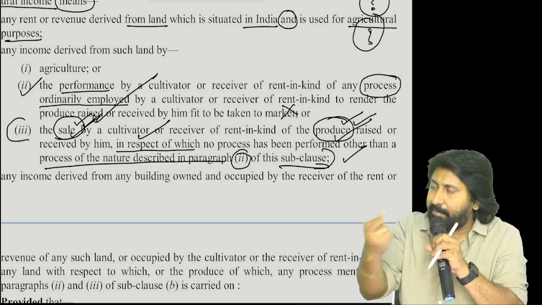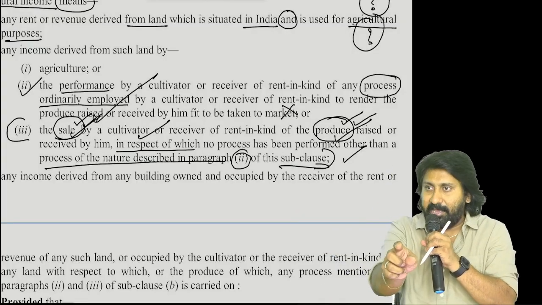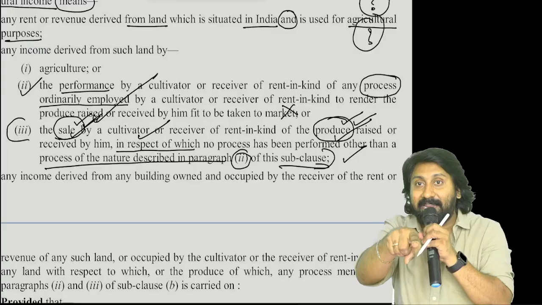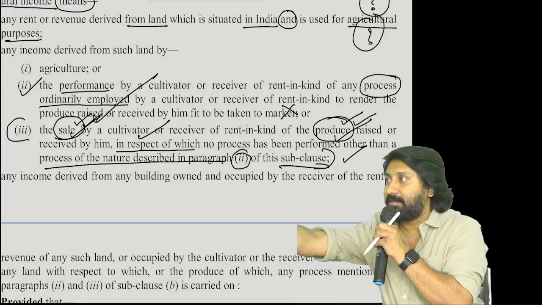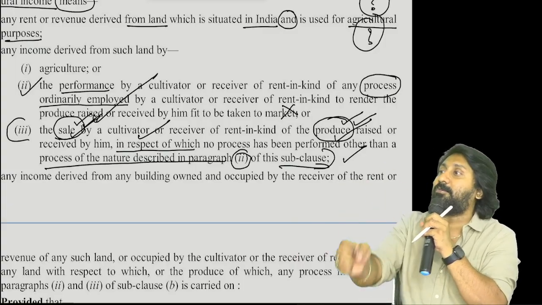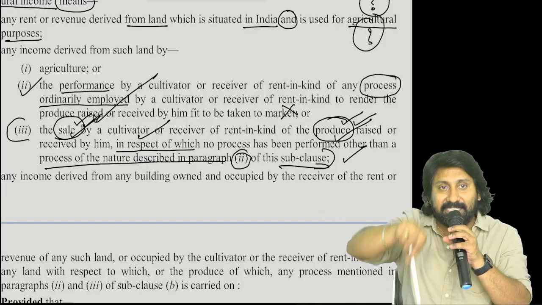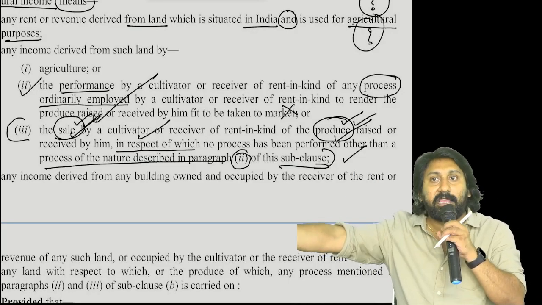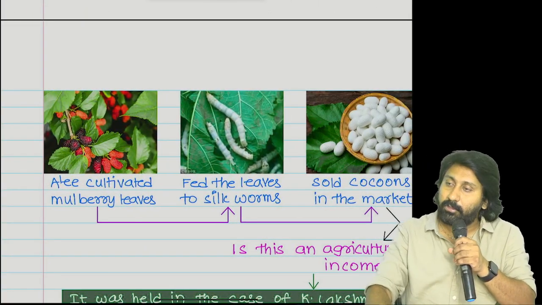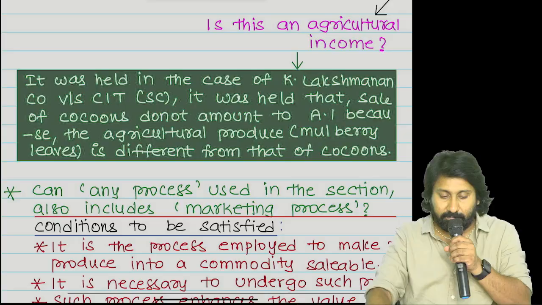Paddy. Becoming rice, then you will sell that, correct or not? So the process is done on paddy, and the sale is also of the paddy only. But here the process is done on mulberry leaf, and the output generated is silk. Silk is not generated out of agriculture; mulberry leaves are. So the product on which the process is carried on and the final product which you are selling, are both the same or different in our example? Therefore, sale of cocoons will never become agricultural income.